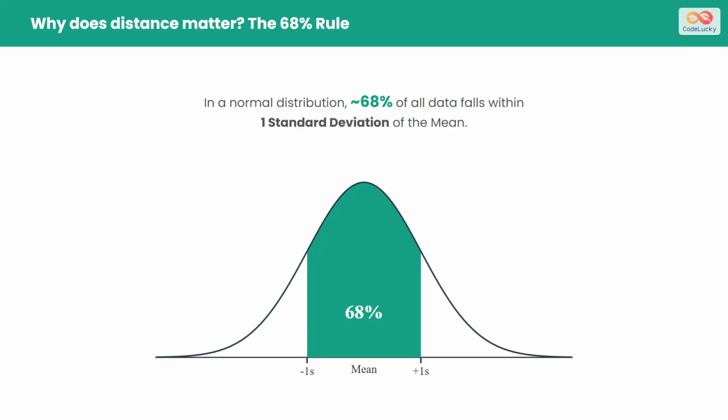Why do we care about this distance? Because of the empirical rule. For normal distributions, about 68% of all data falls within just one standard deviation of the mean. This gives us a powerful way to predict what is normal or typical for any given dataset.